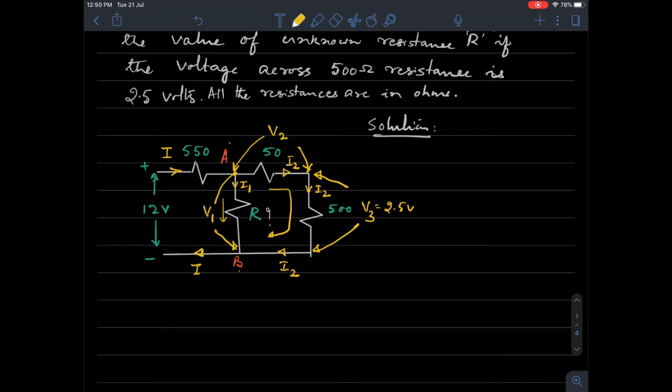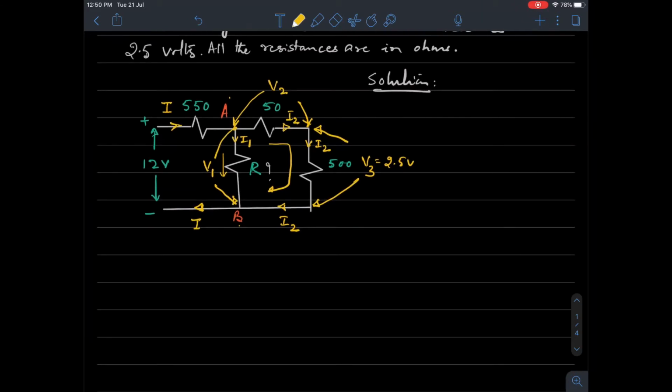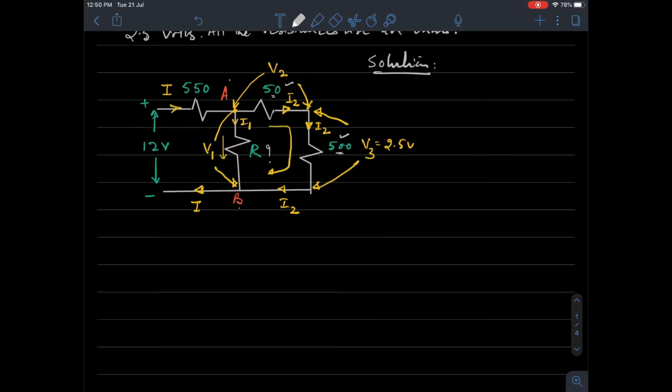So obviously the elements connected between A and B are in parallel, because current is dividing at one point and recombining at the other point. The other observation is that the current that flows through this 50 ohm resistor, that is I2, will continue to flow through the 500 ohm resistor. That means 50 ohm and 500 ohm both carry the same current I2, so they are in series. So this network can also be reduced into a simpler one. We will call this figure A.